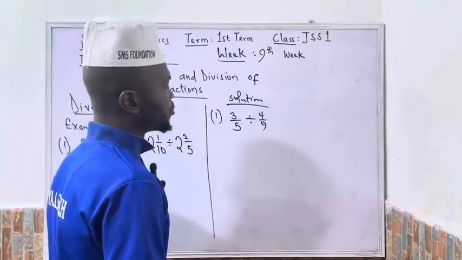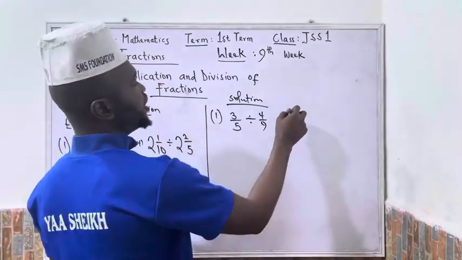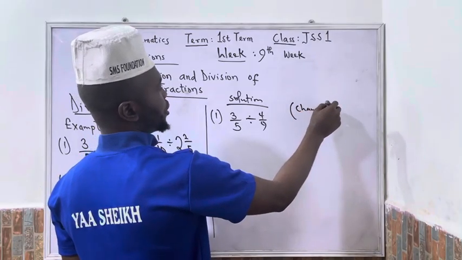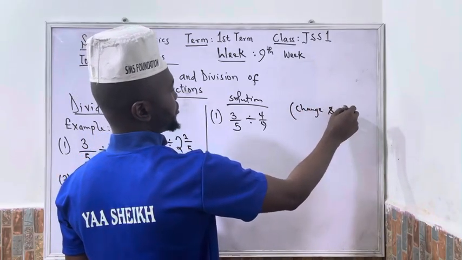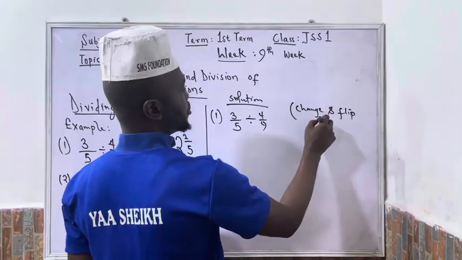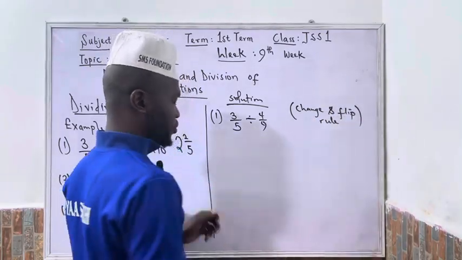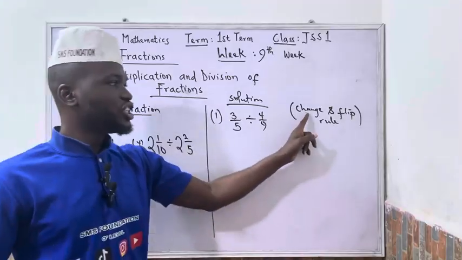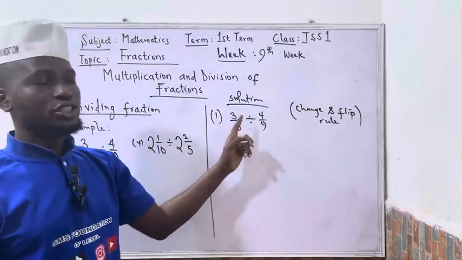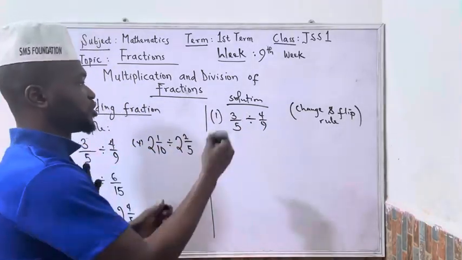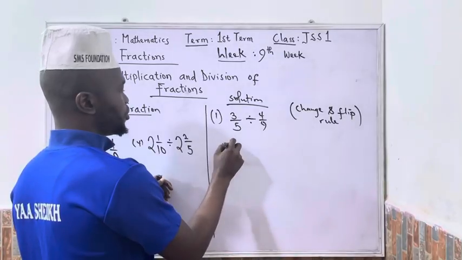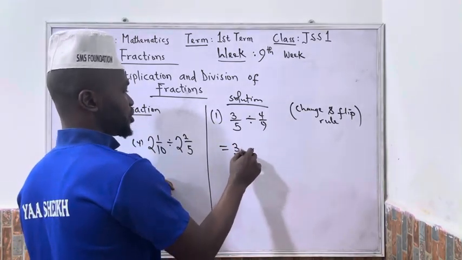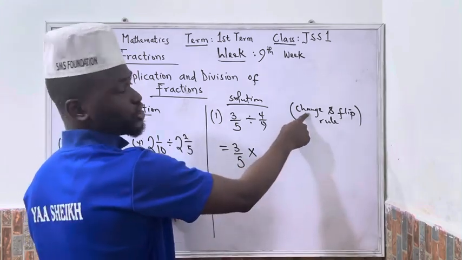So there is something called the change and flip rule. So the change and flip rule is what we are going to apply here. The change will occur at the division. You change the division to multiplication. Let's change it first. So this will be equal to 3 over 5. Change the division to multiplication. So we just apply the change.